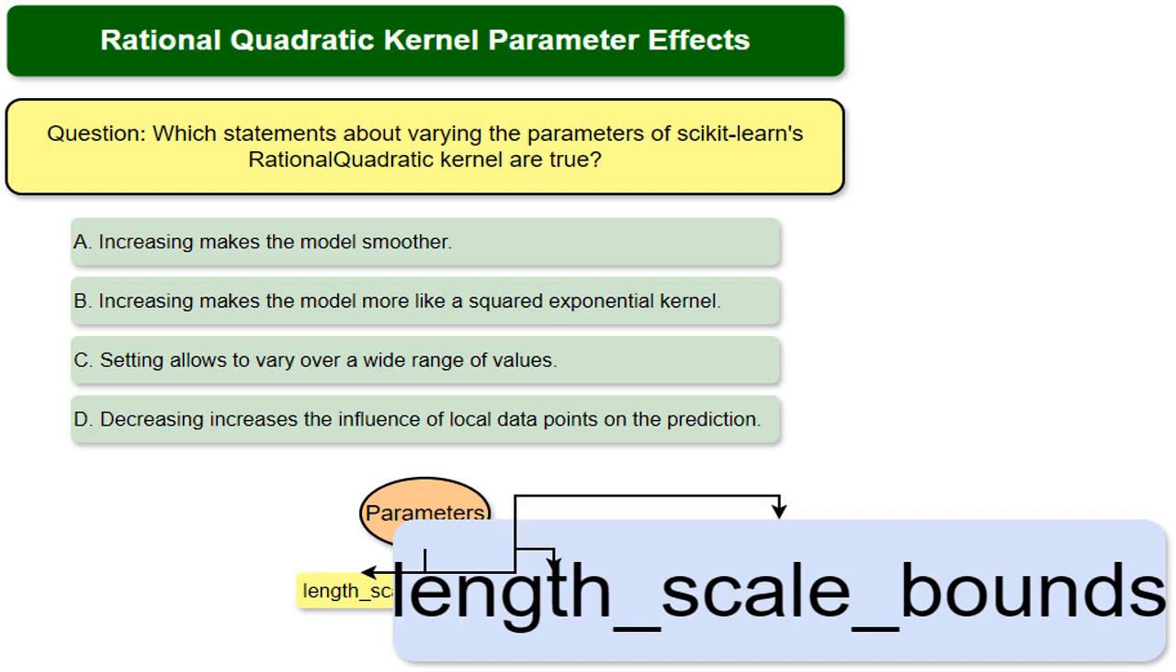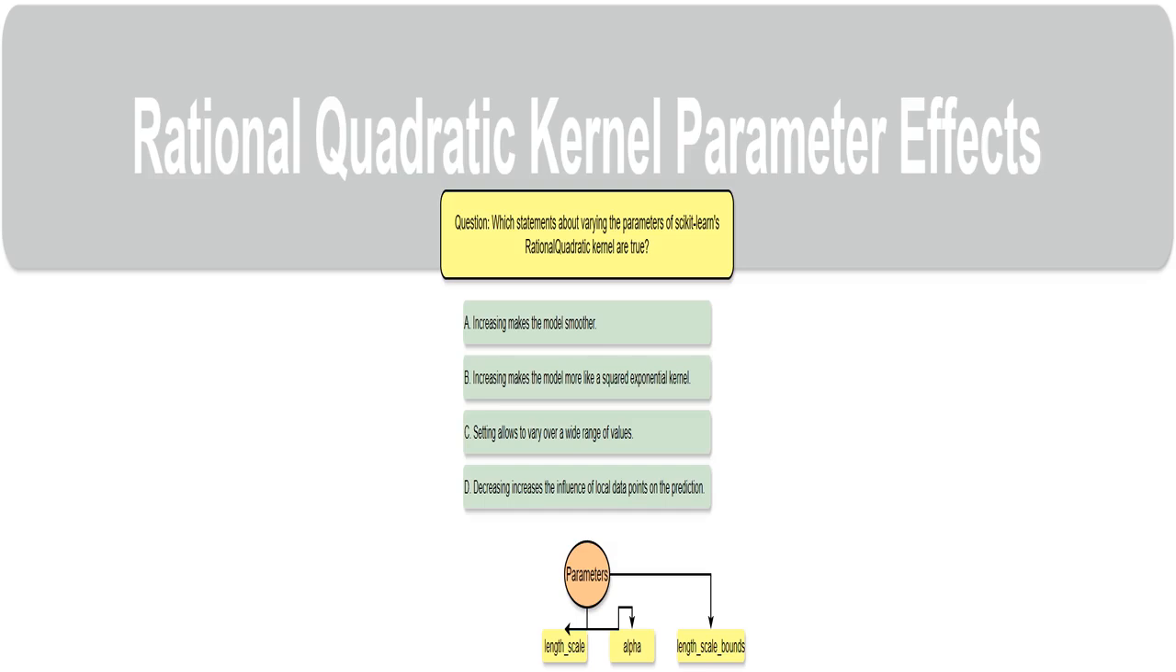1E5 is a wide range, allowing the optimization process to explore many different levels of smoothness. It's like providing a search space for the optimal length_scale. This is the core question. It's asking you to assess the impact of the rational quadratic kernel's parameters on model behavior. You will need to understand how changing each parameter affects the model's predictions.